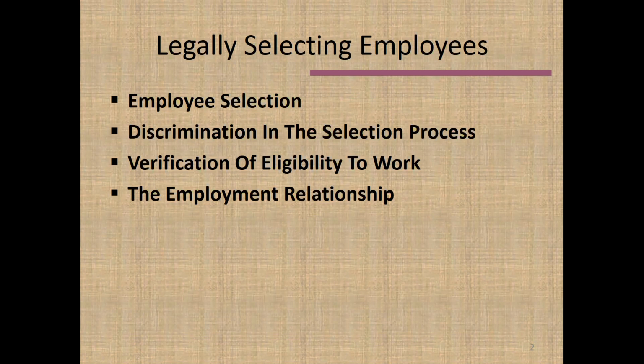Then we're going to talk about how we confirm that somebody is eligible to work, that they meet the requirements both in terms of their age as well as in terms of their eligibility to work in the United States. And finally, we'll talk about what kind of relationship we're actually establishing when we do hire someone. What is the nature, what are the legal aspects of that relationship? So let's get started.